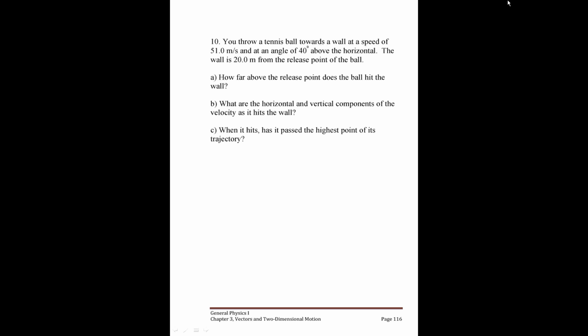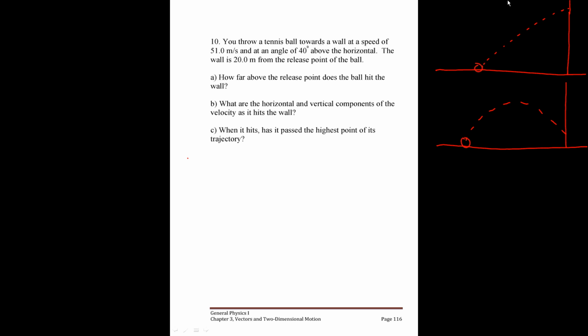Look, there are 2 scenarios that we could have with this. Actually, there are 3, but we'll just consider 2. There's the ground, there's the wall, here's my tennis ball. I can have that scenario where it hasn't yet passed its highest point, or I can have this scenario, where it passes its highest point and then hits the wall. The third part of this is which of those scenarios is it? And we'll find that as we go through the problem.